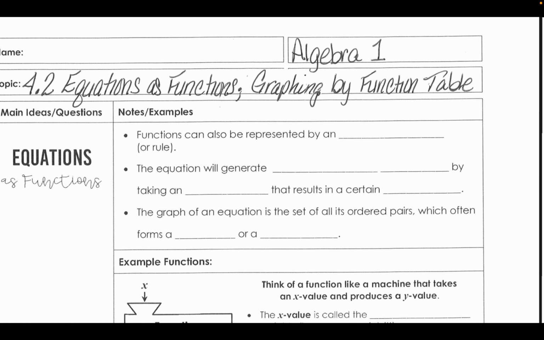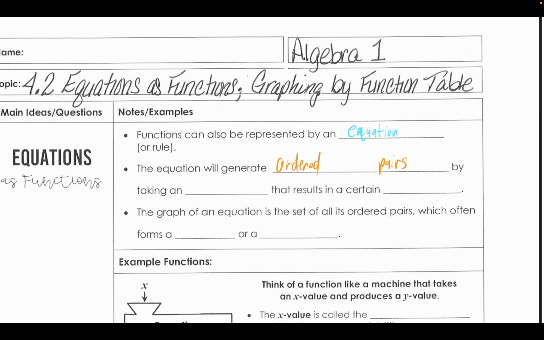Functions, as we noted, were relations where the x values didn't repeat, where every input went to exactly one output, every x went to exactly one y. And so functions can also be represented by an equation or a rule. An equation or a rule. And we'll often see them actually expressed or represented by an equation. Now the equation will generate ordered pairs, like we talked about in section 1, x comma y's, okay?